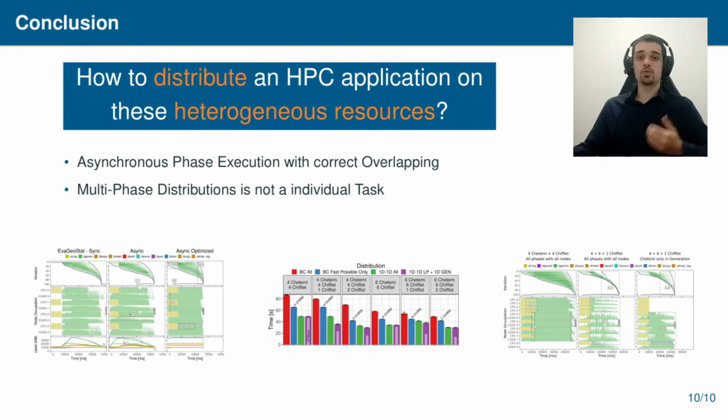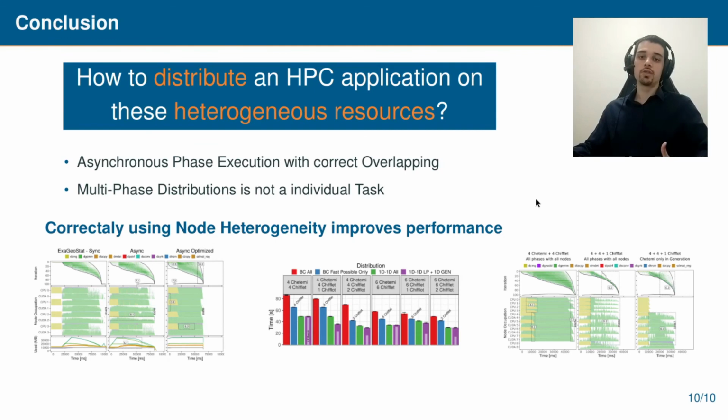And heterogeneous multi-phase distributions are not an individual responsibility per phase, but you have to consider the interaction and communication across phases. However, we show that when we invest in solutions for all these problems, node heterogeneity can improve the performance, using all the available resources. In the end, with all the strategies, we are able to gain in the best case 68% compared to the synchronous execution. And the next challenge is to learn and adapt to these unforeseen situations.